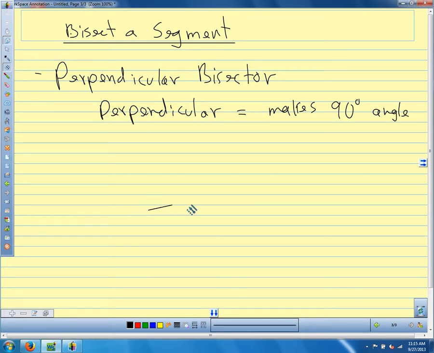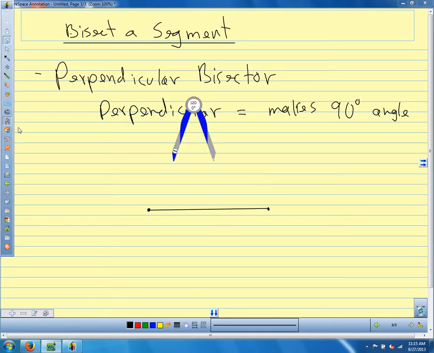So we're going to start with a segment. Here's my segment. I want to make the perpendicular bisector. So the problem might ask you to bisect the segment. It might ask you to construct the perpendicular bisector. So there's my segment. This construction doesn't have a special name.